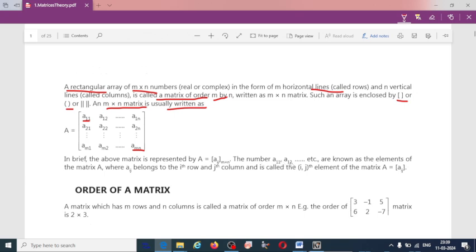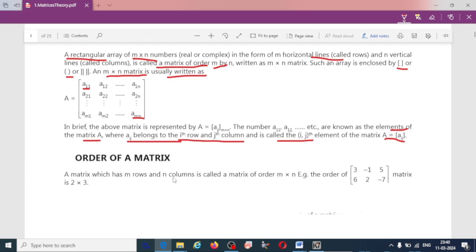So the numbers A1, A2 are known as elements of matrix A. Aij belongs to the ith row and jth column. So here A11 is first row and first column, A12 is first row and second column. That is called the i comma jth element of the matrix. A is equal to bracket of Aij. This is the definition of a matrix.